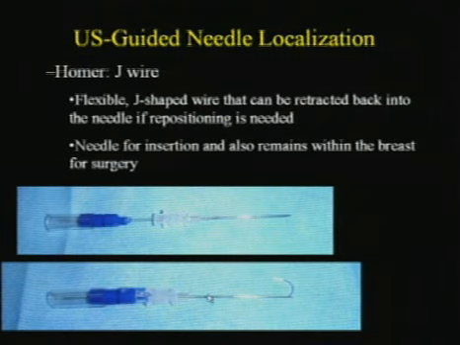The other type is a Homer or J-wire. This is a flexible J-shaped wire. It is inserted via this needle. Once in place, this retractable needle can be moved forward, securing it in place. And this whole device stays in the breast for surgery. The advantage to this is that if it's in the wrong position, this is retractable. So this can come back. The needle can be taken out and repositioned.